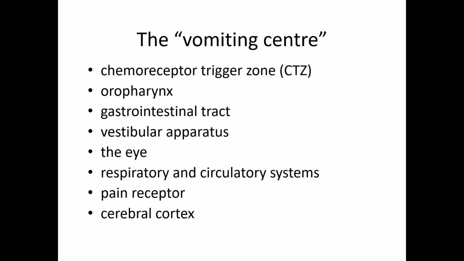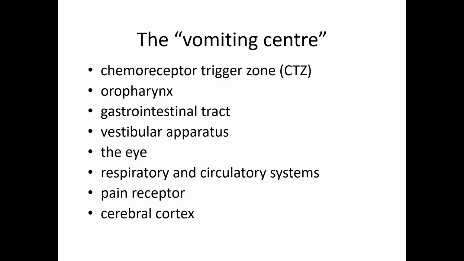but it has connection to many things, to the oropharynx, to the GI, to the vestibular apparatus, to the eye, to the pain receptors, to the cerebral, every part of the body. That's why if someone has a GI problem, they can vomit. If the eyes are irritated, they can vomit. If they're in pain, they can vomit. If they have ear problems, they can vomit.